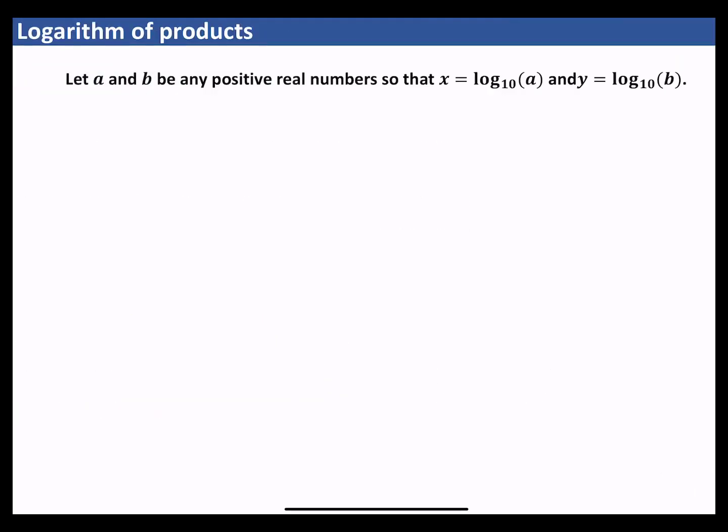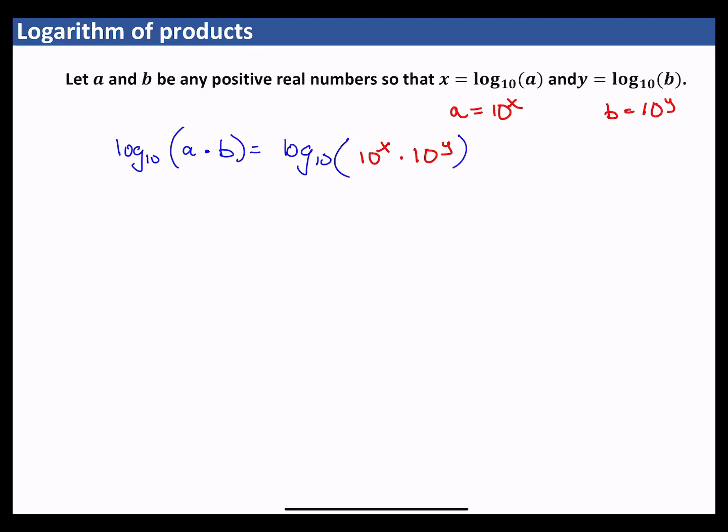Let's begin by first developing the logarithm of products property. Let a and b be any positive real numbers so that x equals log base 10 of a and y equals log base 10 of b. We can rewrite these two equations using the definition of the base 10 logarithm so that a equals 10 to the x and b equals 10 to the y. Using substitution, we can now say that log base 10 of a times b is going to equal log base 10 of 10 to the x times 10 to the y.